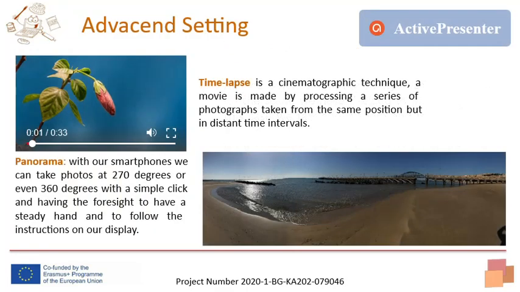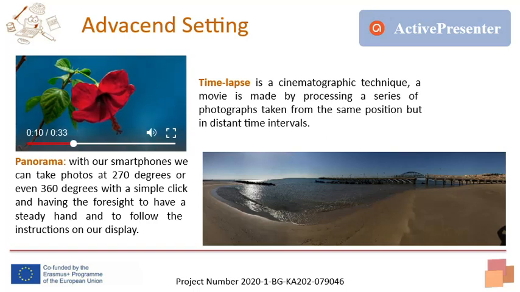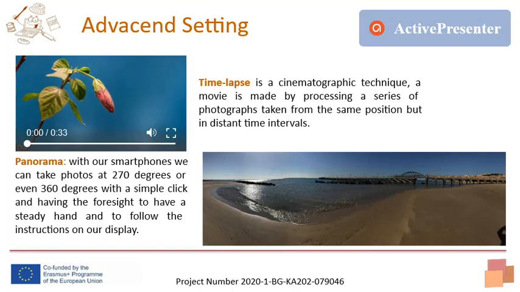We have seen that our smartphones can produce images of different types, in an advanced way compared to classic photography. Time-lapse is a cinematographic technique. A movie is made by processing a series of photographs taken from the same position but in distant time intervals. This technique is widely used in nature documentaries, but thanks to modern technology it has also landed on our latest generation smartphones.